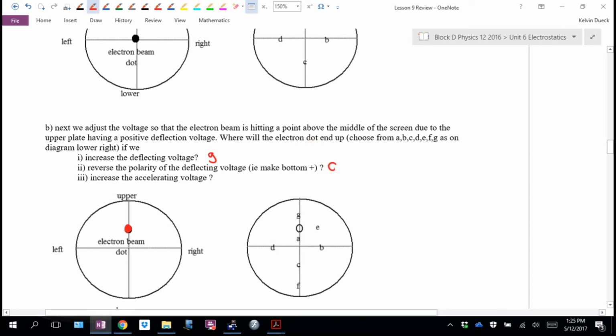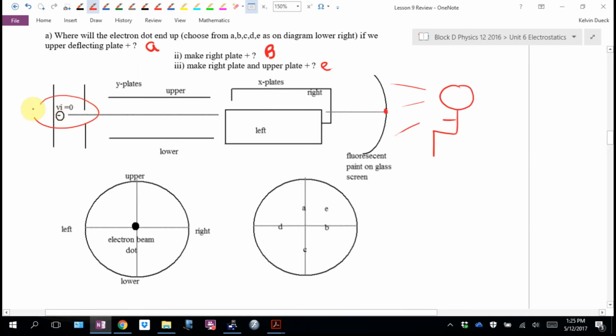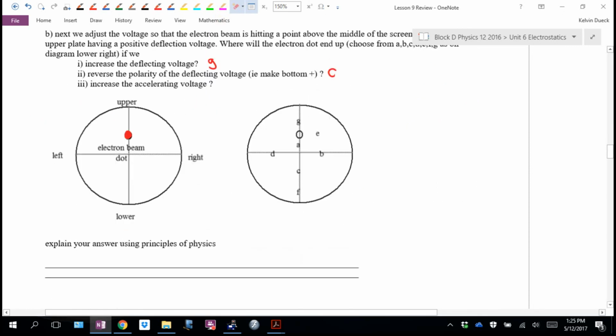Last one. What if we increase the accelerating voltage? So instead of mucking around with the deflecting voltage, what if I increase the voltage here so that it's going even faster? If you travel faster through the plates, will you be deflected more, less, or the same? Less. So A, B, C, D, E, F, or G? Yep. It says explain your answer using principles of physics. I think we just did.